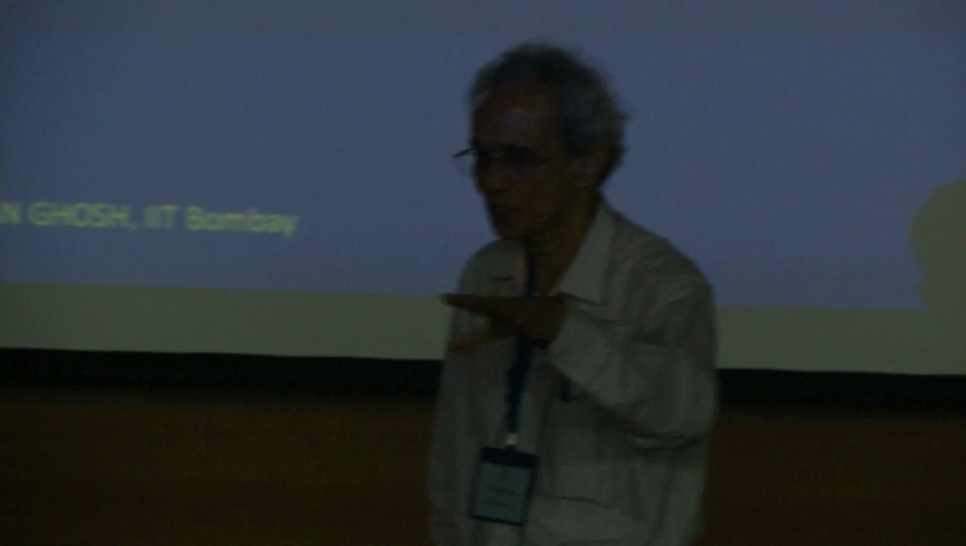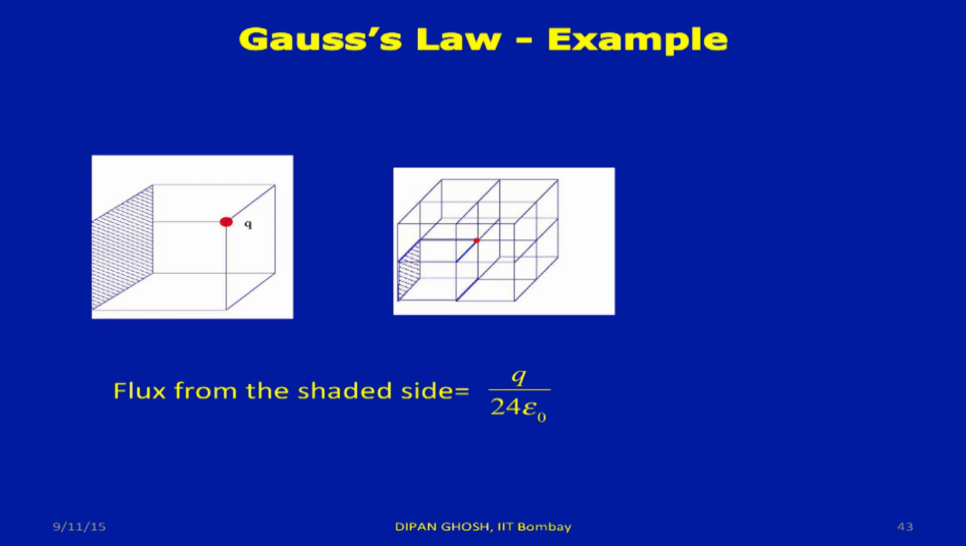But then this side is 1/4 of the side of this. This size is 1/4 of this size. So from Q by 6, I get another 1/4. So what is important is you also realize how the symmetry can be used for your benefit.